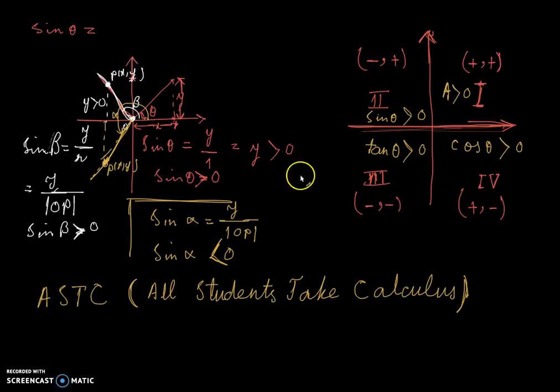So that's basically the sign of trigonometric ratios in different quadrants of the Cartesian system. And that's basically it for this video. I'll see you in the next video.